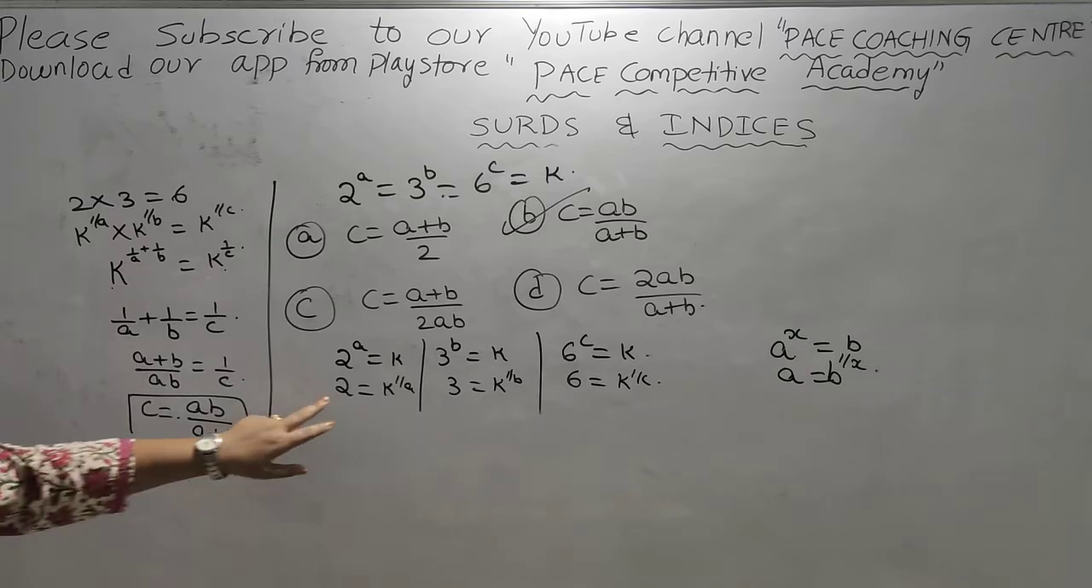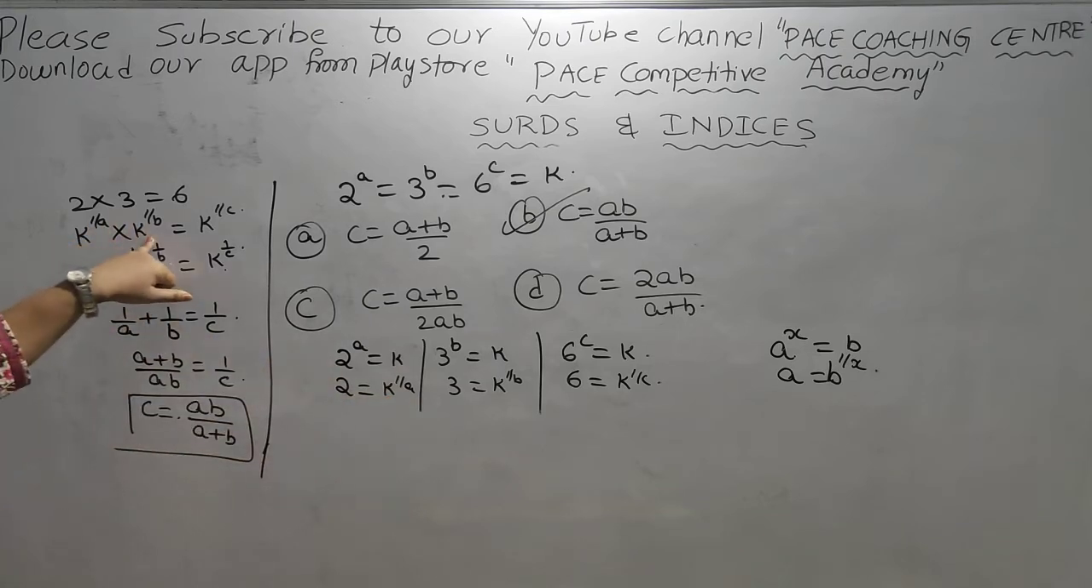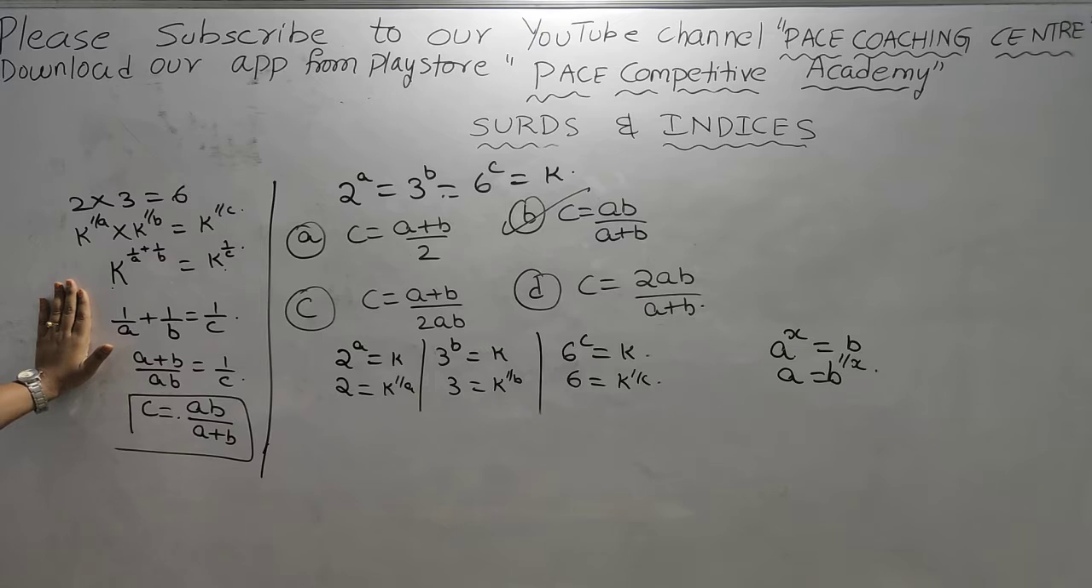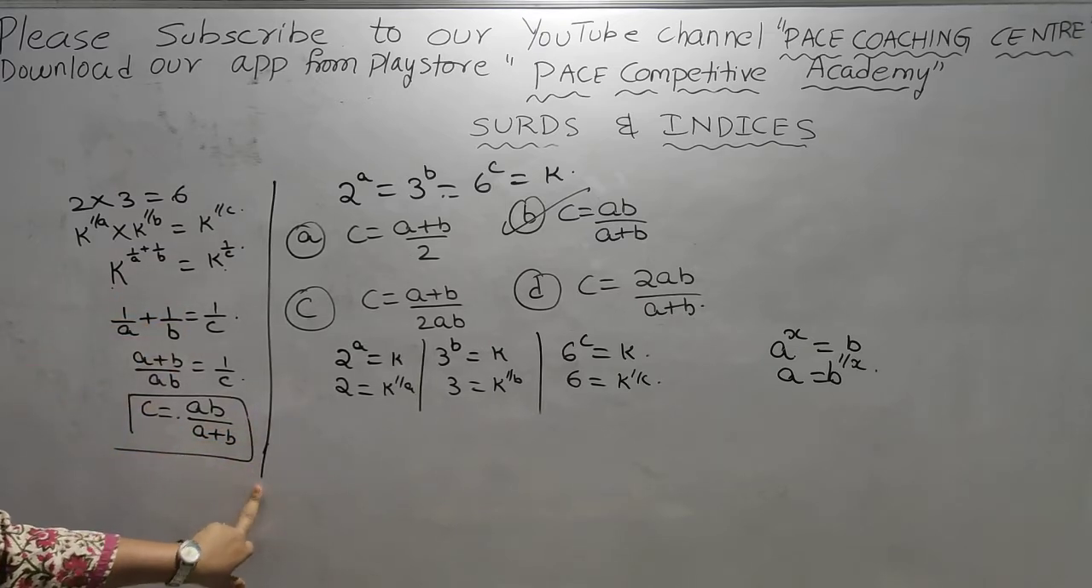So I have replaced in terms of 2, 3, 6 as k power 1 by a, k power 1 by b, k power 1 by c. Again by using the law of indices, I have got c is equal to ab divided by a plus b. Okay, so this is the approach. Please write down the approach as well. I am going to tell the shortcut now.